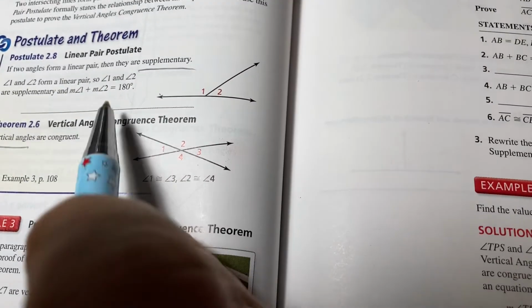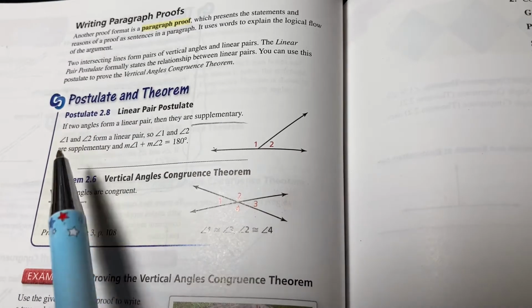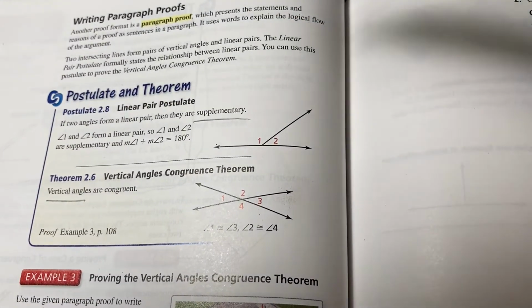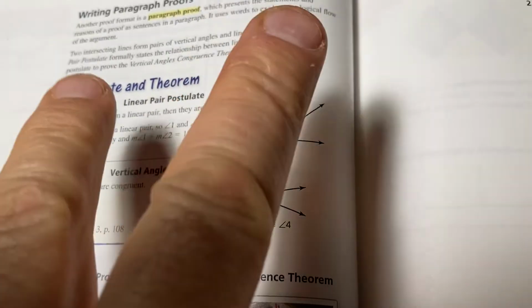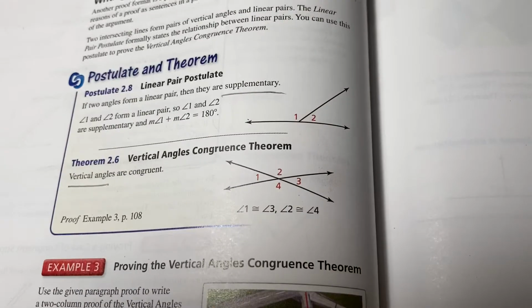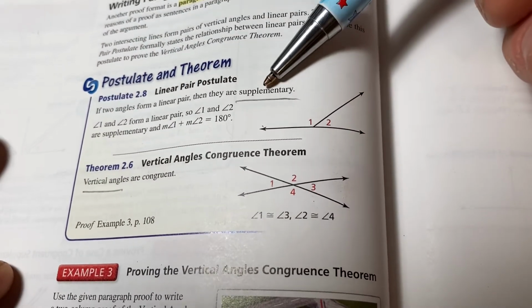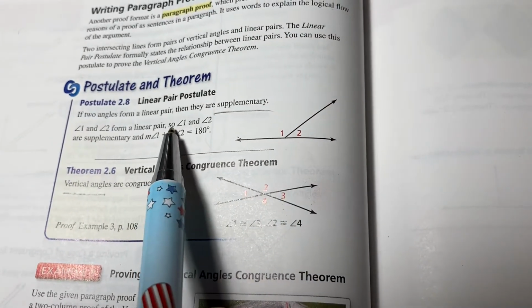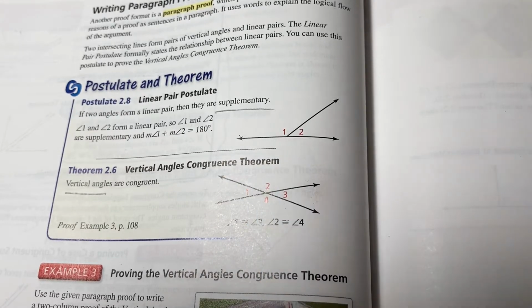Here is the Linear Pair Postulate. It states: if two angles form a linear pair, then they are supplementary. We already know that, because the definition of a linear pair is two angles that are supplementary and adjacent. So we already knew that a linear pair will be supplementary. These two have to add up to 180.